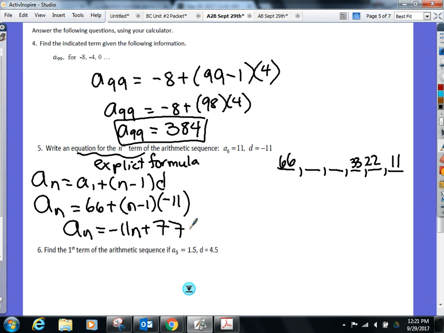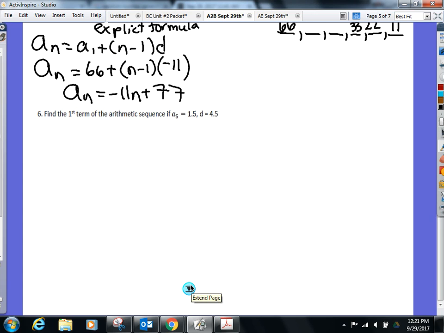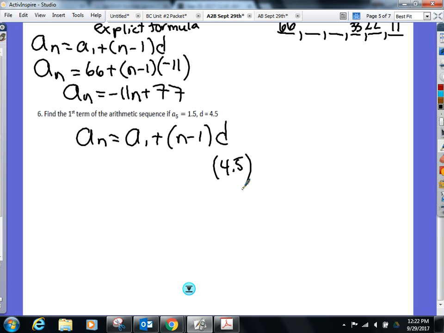All right, let's see what we're given in number 6. Find the first term of this arithmetic sequence. I give you the 5th term, and I give you the d value. All right, well, I know it's arithmetic, and this is the only equation I have to work with, this explicit formula. I'm going to take my time here. I'm trying to find a sub 1 here. This is what we're going to leave blank because I need to solve for it. You can plug in for d, right? That was given as 4.5, but I have to plug in for the rest.